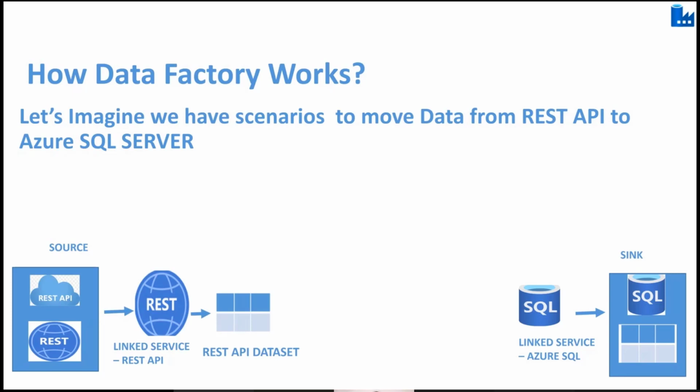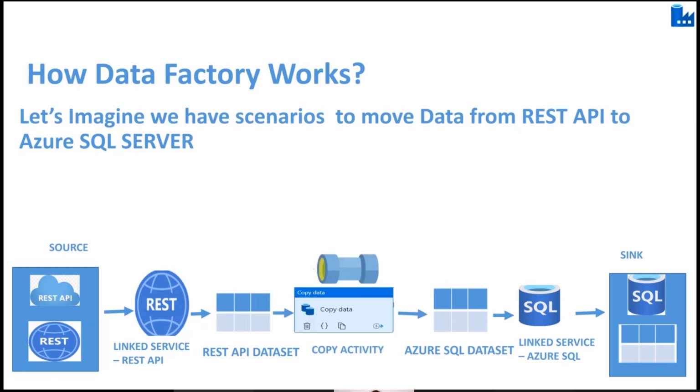Next you need a data set. On the source side you have a REST API data set which has JSON data. And on the sink side you have an Azure SQL database which is in the form of a table. So now we have a linked service ready, we have a data set ready. So we need to perform a particular task or activity. For that we use the copy activity in our pipeline. This copy activity will move your data from JSON data to SQL table format data. So it's inserting the data into a table in your database.